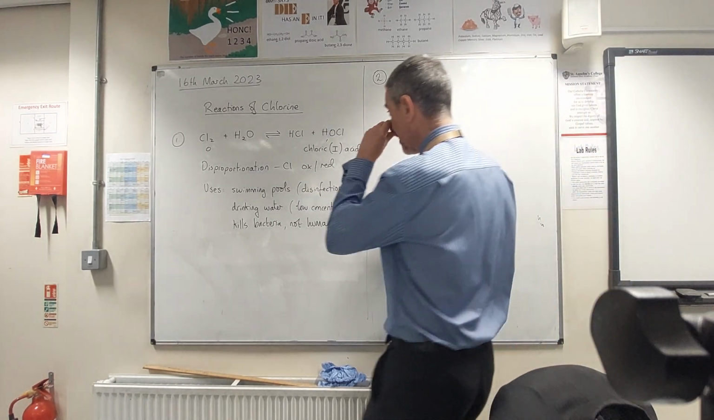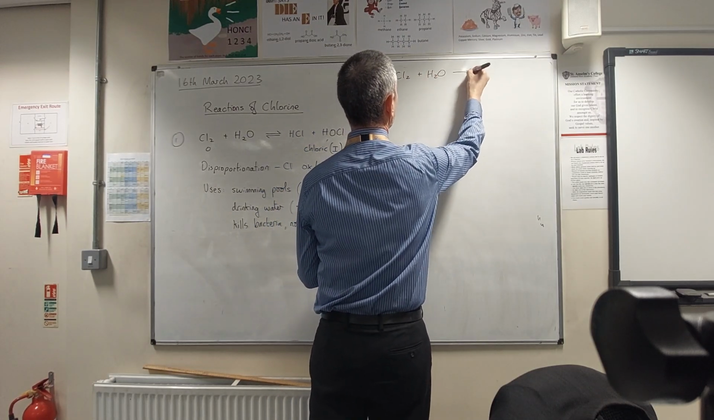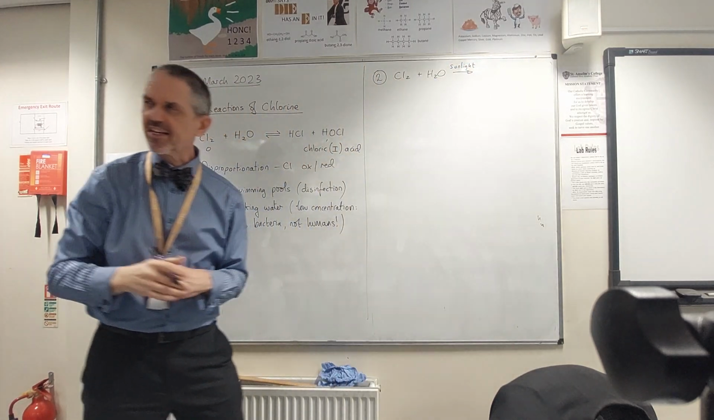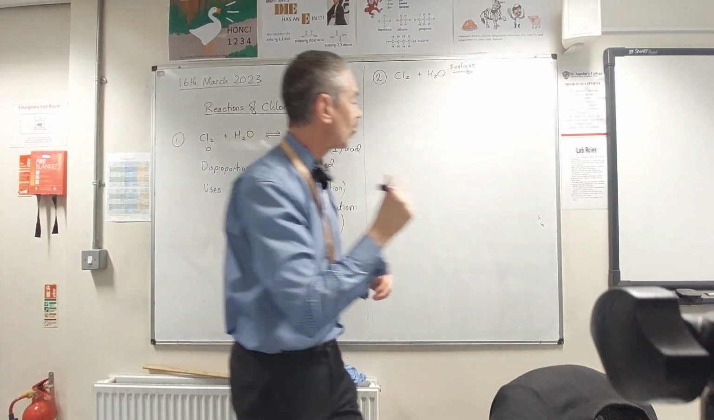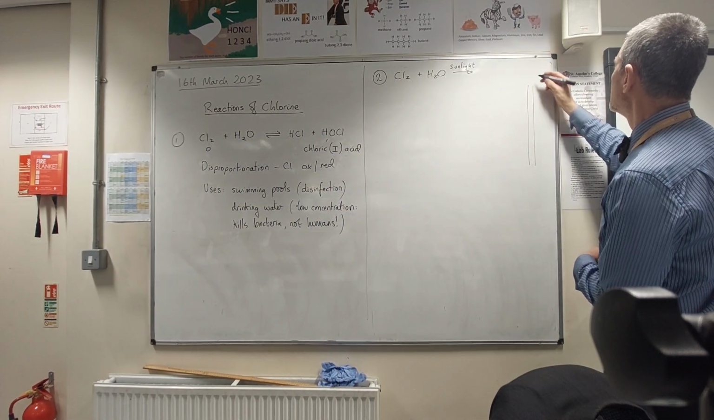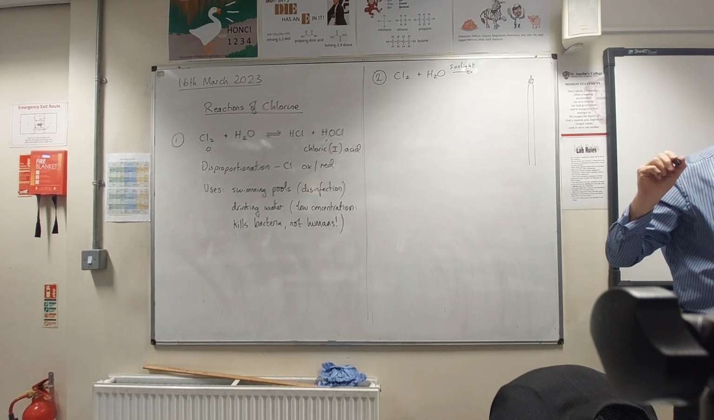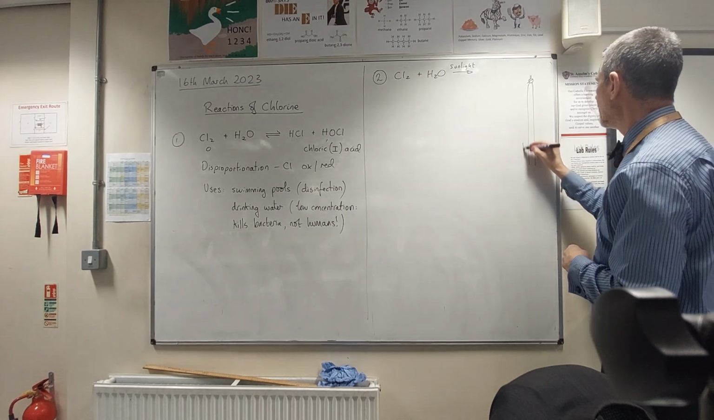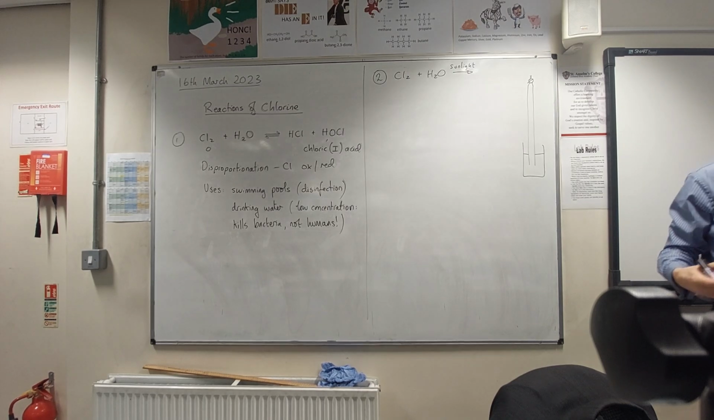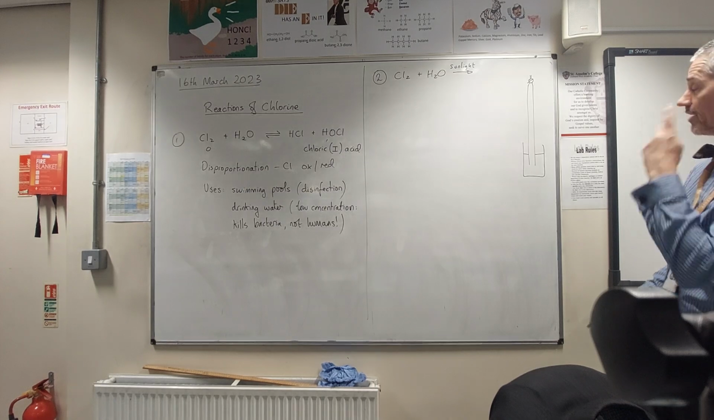The second reaction is very similar. It's the reaction of chlorine and water, but this time we're going to add some sunlight. You've already come across sunlight and chlorine before, haven't you? Radicals, that's right. So this reaction must have a radical kind of mechanism going on.